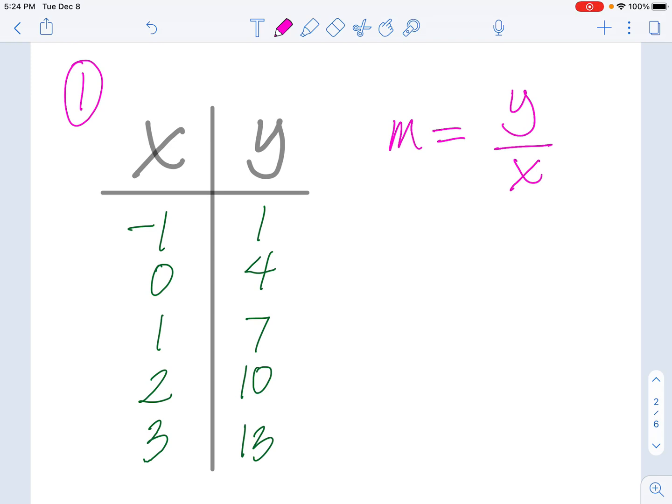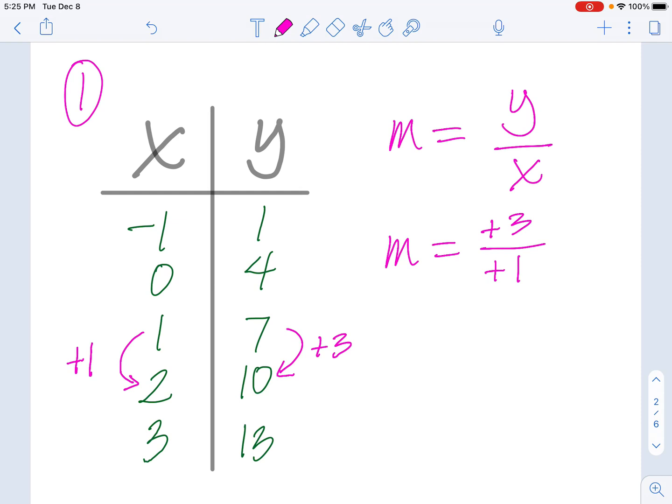And what I'm going to do is just pick 2 points in this table. So I'll pick these ones right here because they're nice positive numbers. Those points, (1, 7) and (2, 10). If I look at those points, how much does y change from 7 to 10? It changes by going up 3. How much does x change from 1 to 2? It changes by going up 1. So that means our slope is the change in y, plus 3, over the change in x, plus 1.